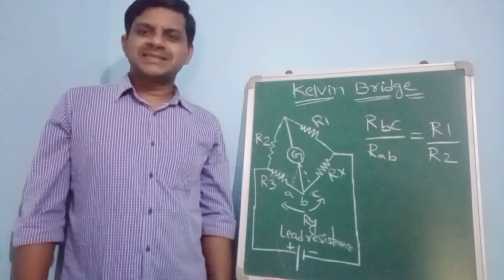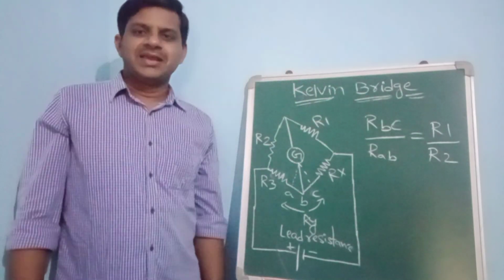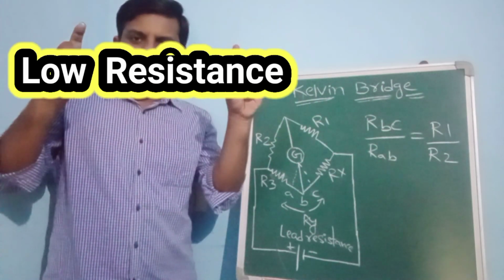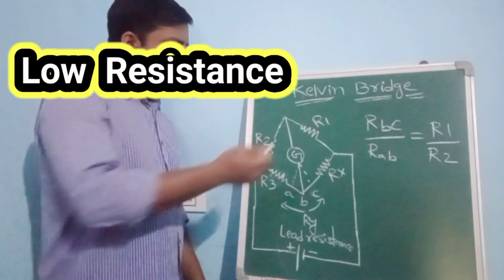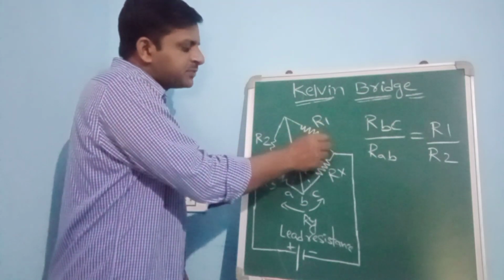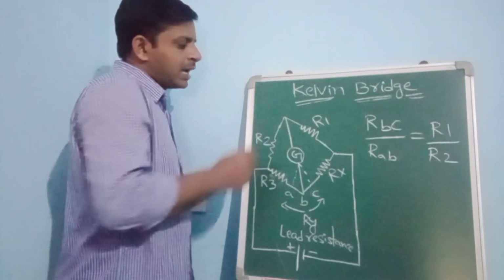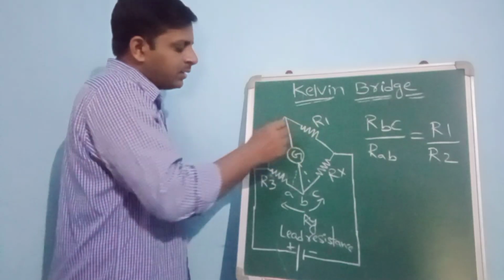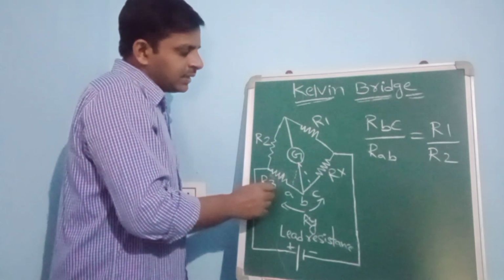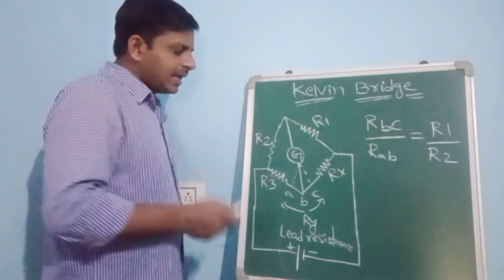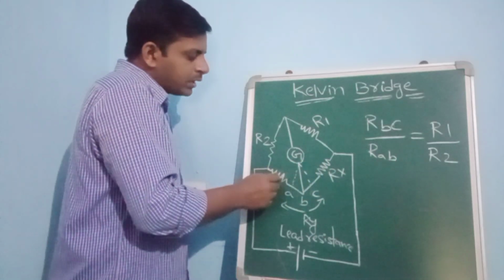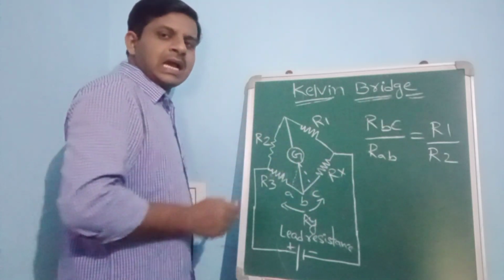Today we are going to discuss the Kelvin bridge for measurement of low resistance. This bridge contains four arms, R1, R2, R3 and Rx, and in between the arms we are placing a galvanometer.